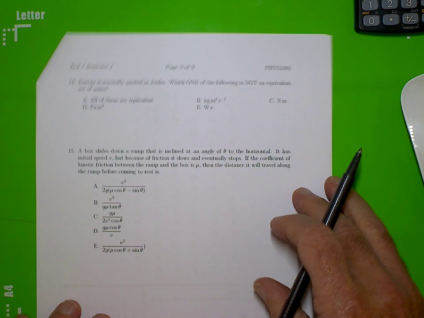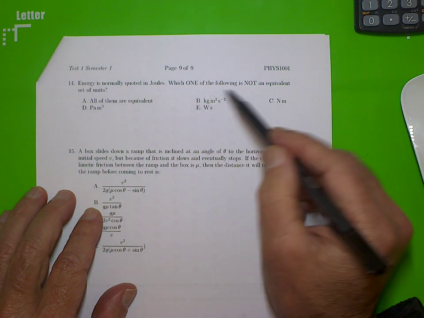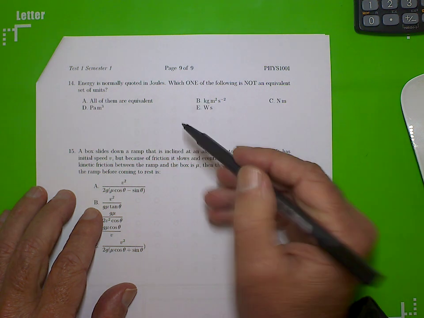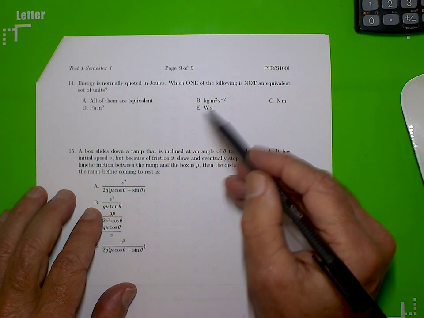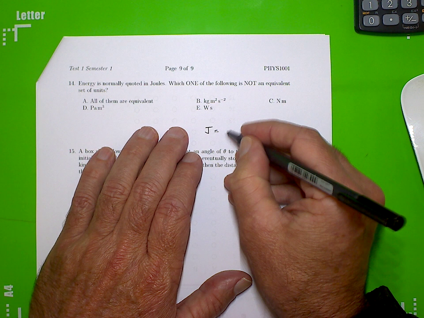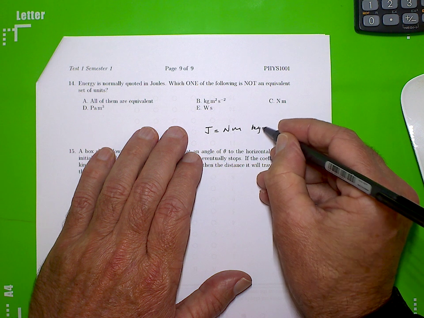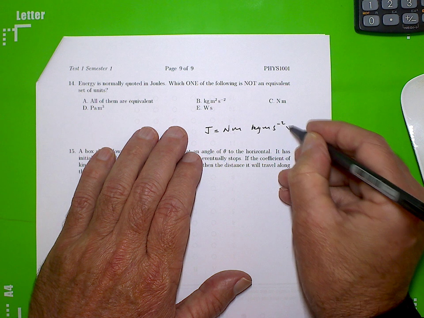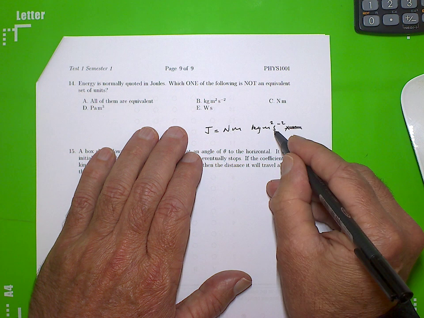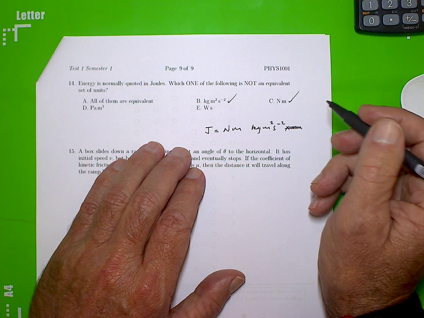And now for the weirdest question. Energy is normally quoted in joules. Which one of the following is not an equivalent set of units? And all of them are equivalent. Well, let's see. Kilograms, what's a joule? A joule is, well, I always think it was a newton meter, so that's kilogram metre second to the minus 2 times metres, so it's really metres squared. So kilogram metre squared second to the minus 2. So that's equivalent. Newton metre, that's equivalent of course.